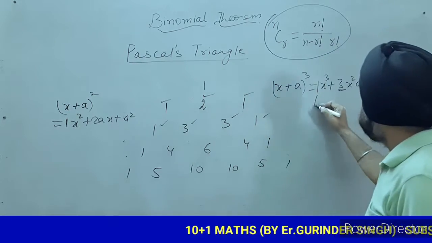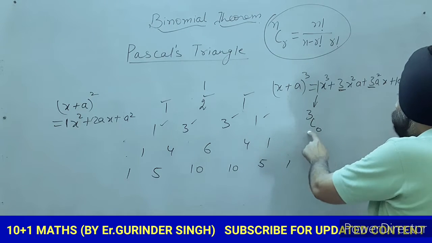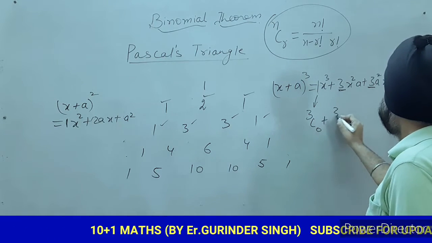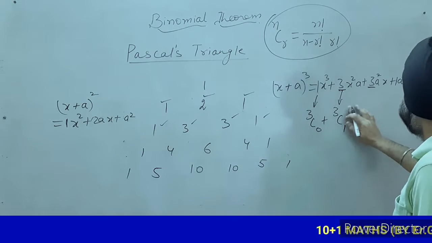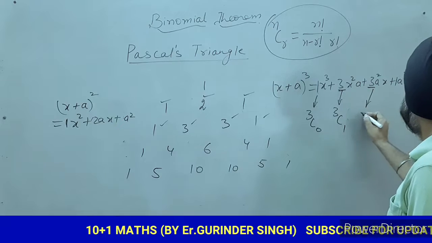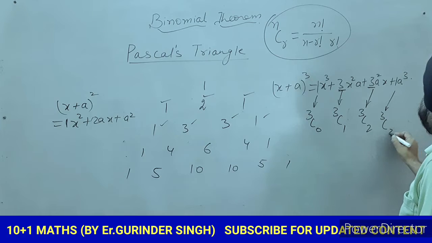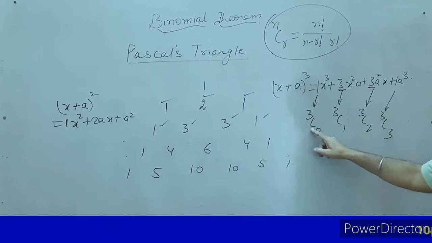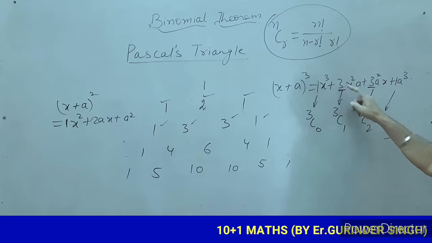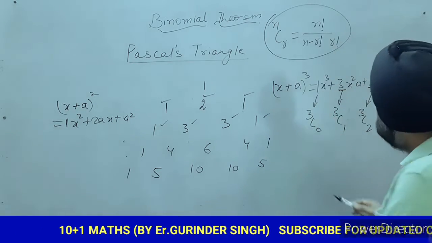I directly get this is what? n is 3, 3c0 plus 3c1, this is 3, again this is 3c2 and this is the value of 3c3. The index is 3, so 3c0 is 1, then 3c1, 3c2, 3c3. If we calculate the value using this formula, we will get the same answer.